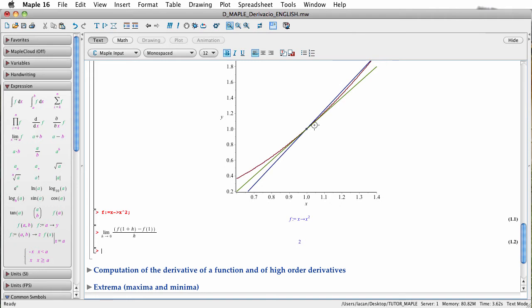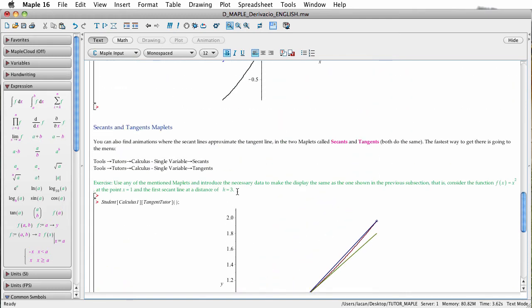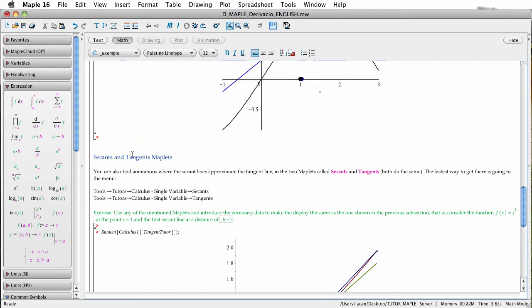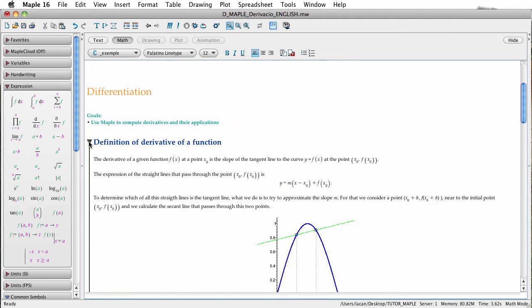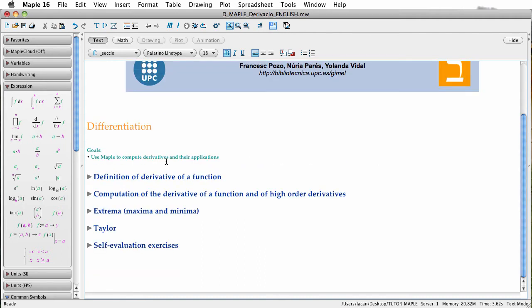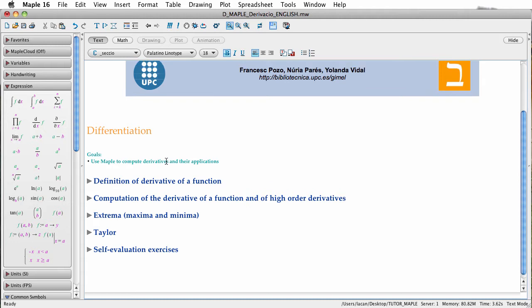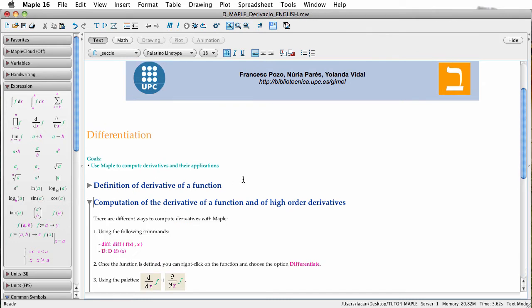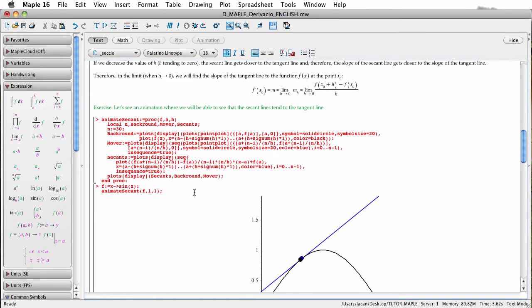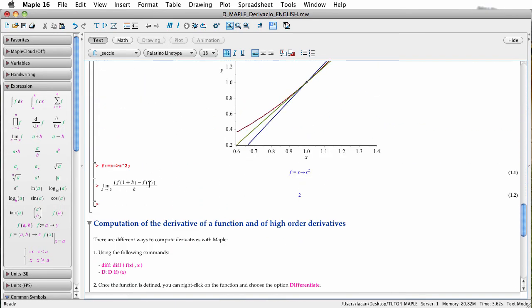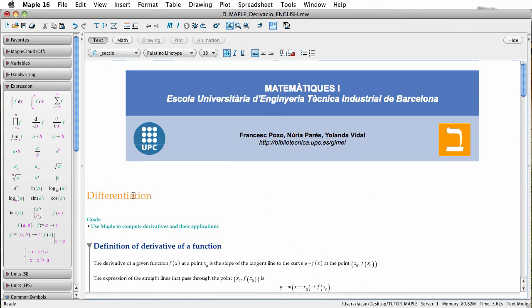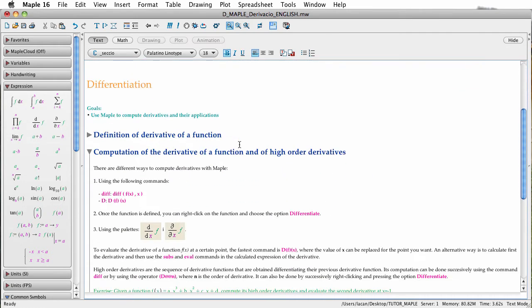And as we have seen in the tutorial, the slopes of the secant lines tend to the slope of the tangent, which is 2. Okay? So remember that this should be a 2. This is the first section where we have seen where the definition of the derivative comes from, and now what we have to do is just how to compute derivatives with Maple. Of course, we are not going to compute all the derivatives using the definition because we don't want to compute limits all the time. So let's see how to compute derivatives with Maple.